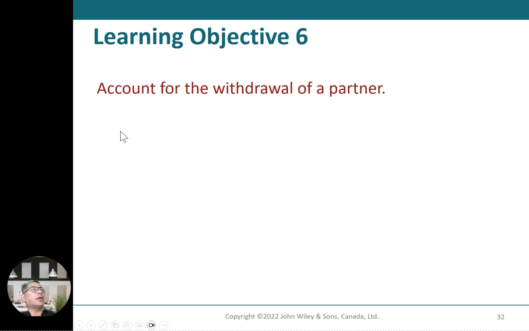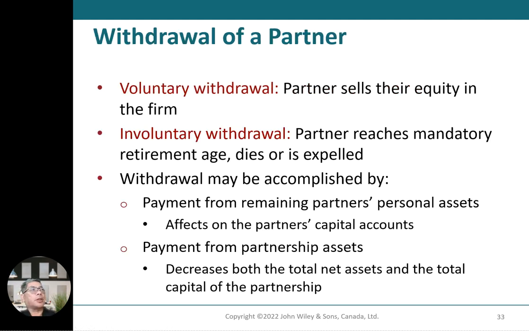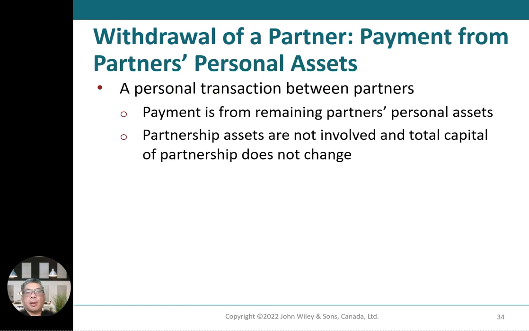Then look at objective number 6, withdrawal of partners. What is a withdrawal of partners? There is a voluntary withdrawal when partners sell their equity in the firm, and an involuntary withdrawal when a partner reaches mandatory retirement age, dies, or is expelled. Withdrawal may be accomplished by payment from the remaining partners' personal assets, or by payment from partnership assets, which can decrease both total net assets and total capital of the partnership. Okay. Withdrawal of partners, payment from partners' personal assets.